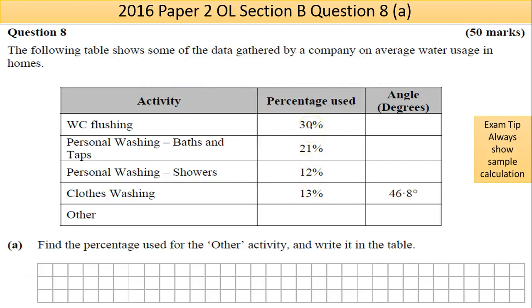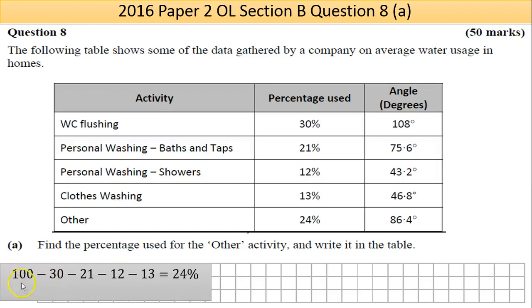Now, even without seeing anything else to do, the first thing I do is work out what the difference is here. So take those four figures away from 100 and see what percentage is left. They've given a sample calculation, and you can compare that to the number of degrees. So just part A, all it's asking for is find a percentage used for the other activity and write it in the table. So your sample calculation here would involve just the calculation 100 take away 30. I'll run through that here. So that's the 100 take away the four figures. You're left with 24%.